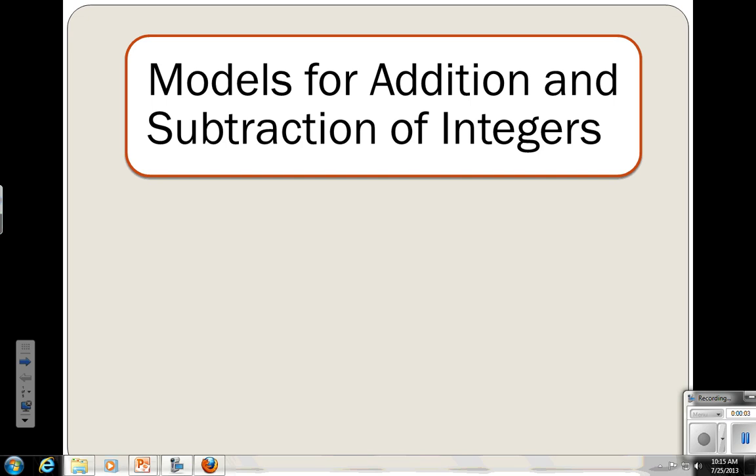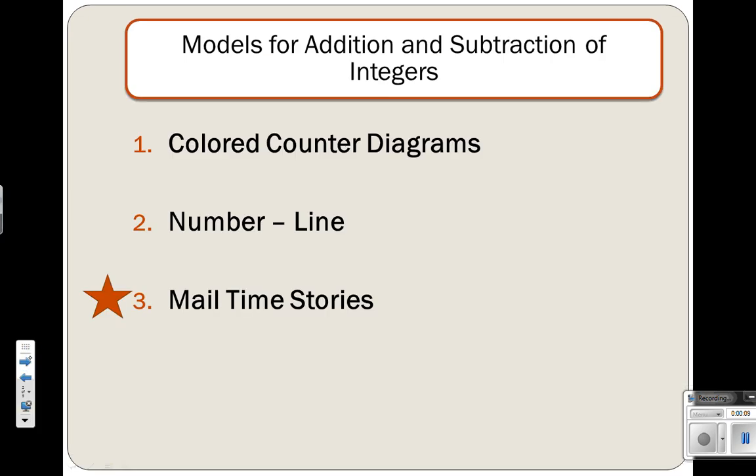Okay, I would like to talk with you a little bit about models for addition and subtraction of integers. Three models that we've looked at in our class so far are colored counter diagrams, the number line model, and the third one we're going to look at is mail time stories. So this video is going to focus on the third, which is the mail time stories.